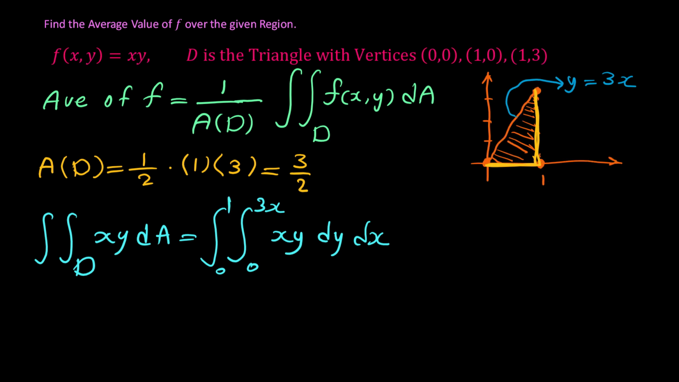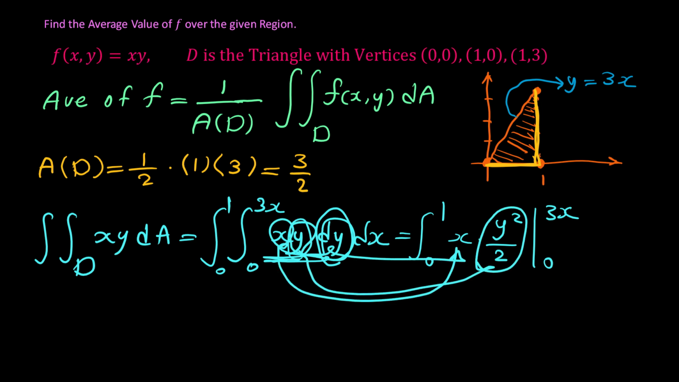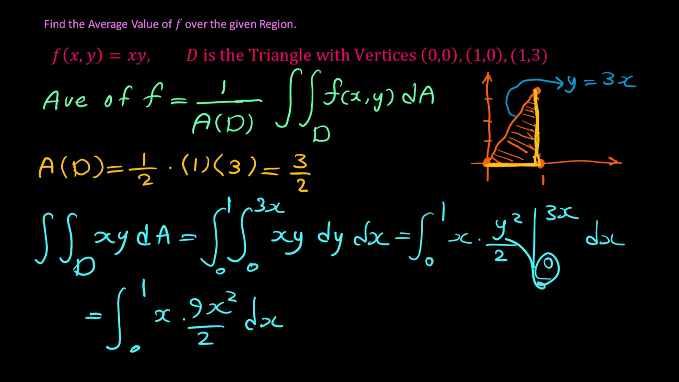Now we have to find this double integral. Integral of function xy with respect to y is xy to the 2 over 2 from 0 to 3x. Attention, we integrate with respect to y, so x is a constant. We write the constant and integral of y is y to the 2 over 2. Now we have to substitute 3x. And I forgot to write dx here. So if we substitute 3x inside this, we have integral 0 to 1 of x times 3x to the power of 2 is 9x to the 2 over 2. So 9x to the 2 over 2 dx. If we substitute 0, it's 0.